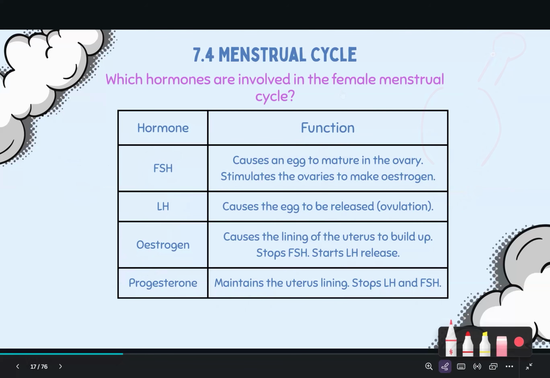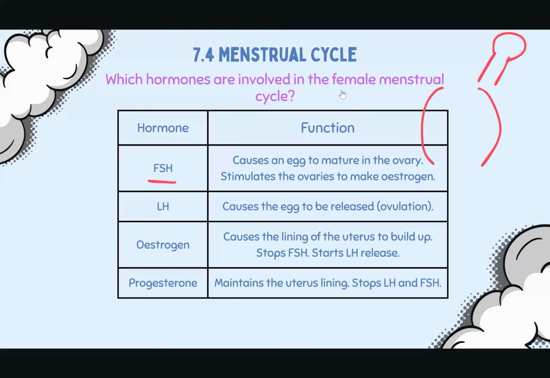So again, let's draw. Okay, so FSH, it causes an egg to mature in the ovary. So here's the ovary, and there's our mature egg. It stimulates the ovaries to make estrogen. So what does estrogen do? It causes the uterus lining to build up. Why do we need the uterus lining to build up? So that the fertilized egg can implant into the uterus lining.